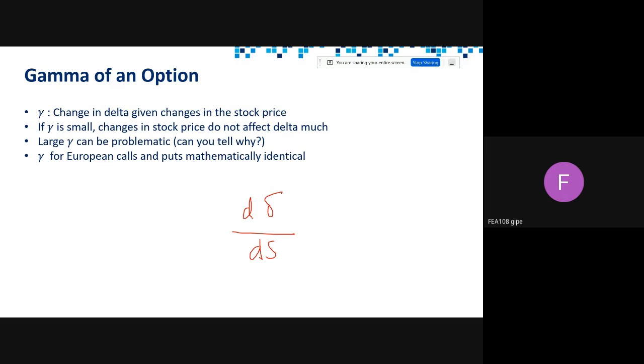This is d of delta. Don't be afraid of the derivatives; it's just a term. Just assume that delta is a small change in the price of the call option divided by a small change in the price of the stock. So can we say it's the double derivative of C given S? Correct.